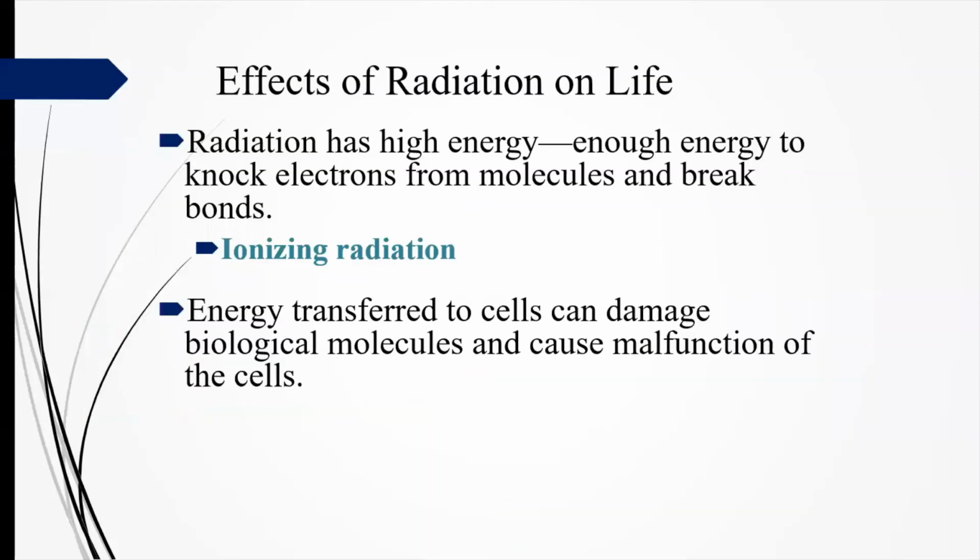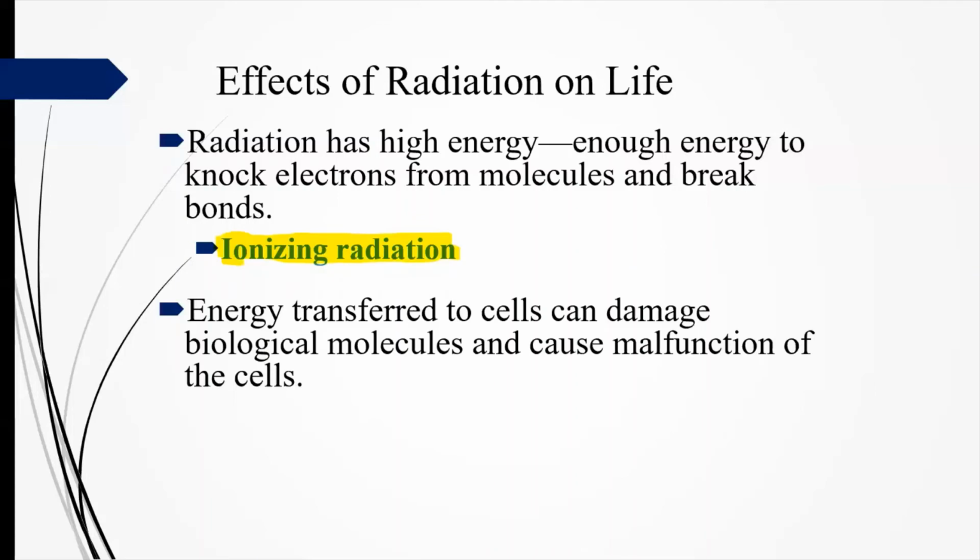Now, when we're looking at radiation, the things that we want to know about radiation is there's different levels of radiation, not only in the amounts produced, but also the energy that they have. One thing to be aware of is that we're looking for ionizing radiation when we're thinking about things that are harmful to us, right? Ionizing radiation is radiation that has a high enough energy to knock electrons from molecules and break bonds.